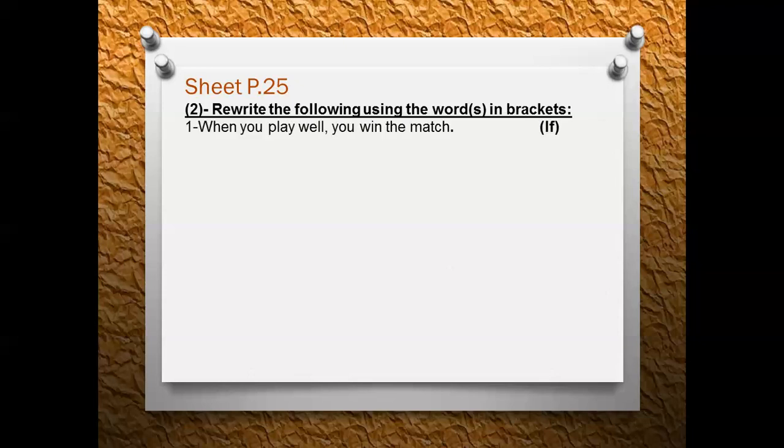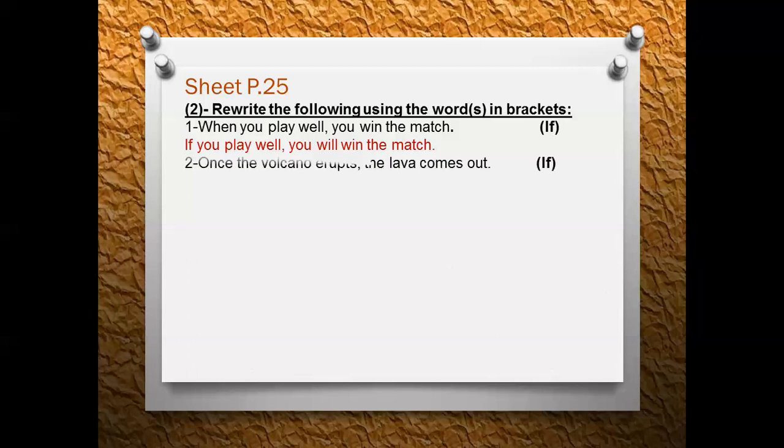Now we will move to page 25. Exercise number 2, rewrite the following using the words in brackets. Number 1, when you play well, you win the match. Use if. Number 1, answer is, if you play well, you will win the match. Number 2, once the volcano erupts, the lava comes out. Use if the volcano erupts, the lava will come out.